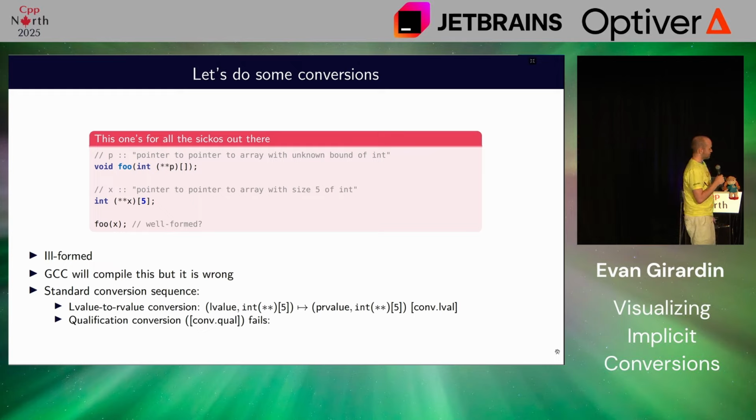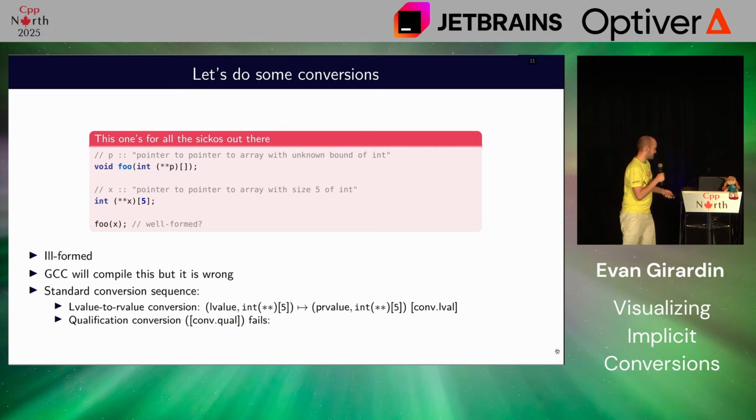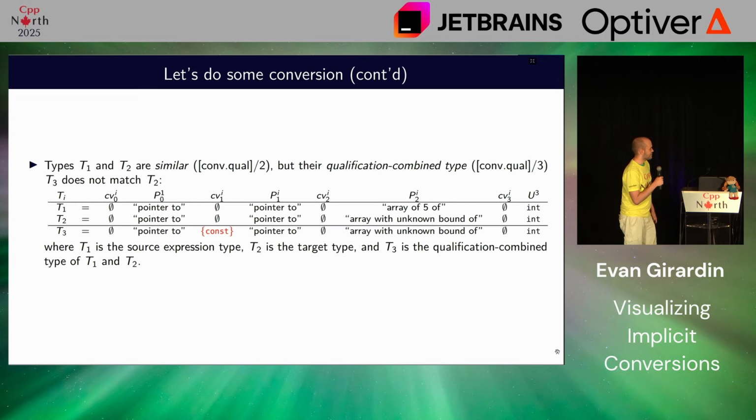And the standard conversion sequence that's followed here is an lvalue to rvalue conversion. So it takes it to, I don't even know how you pronounce this type, but it turns into a prvalue. And then you have to do this qualification conversion thing, and that fails. And oh, that's what that looks like. Wow. So the qualification combined type T3 doesn't end up equaling T2 because a const showed up there somehow.